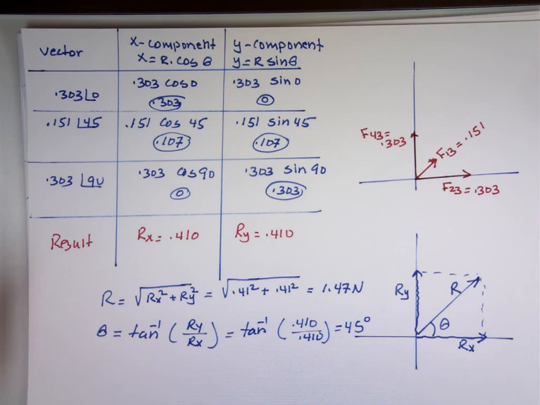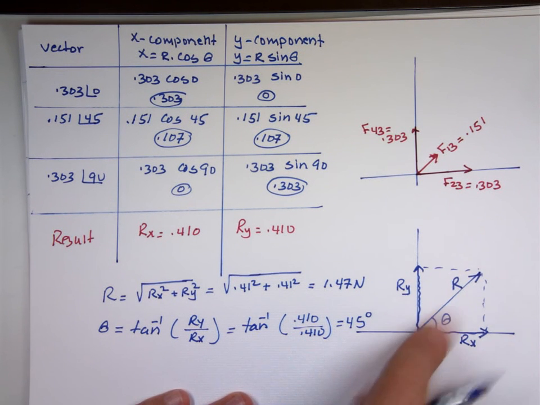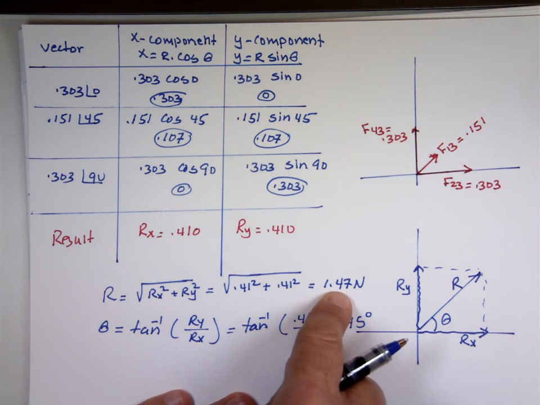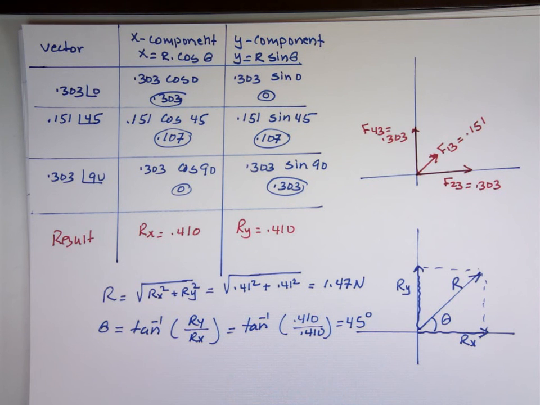So if you put these equal forces there, the net result will be one force in that direction. This is the value of it. That's the angle of it. And that's the end of this problem.